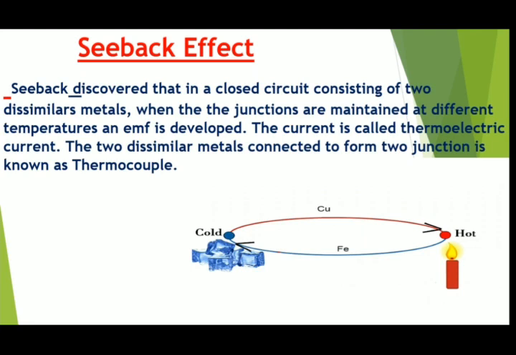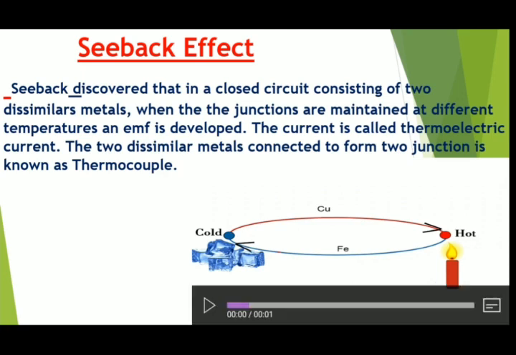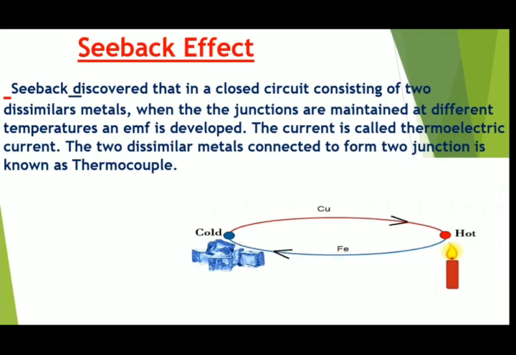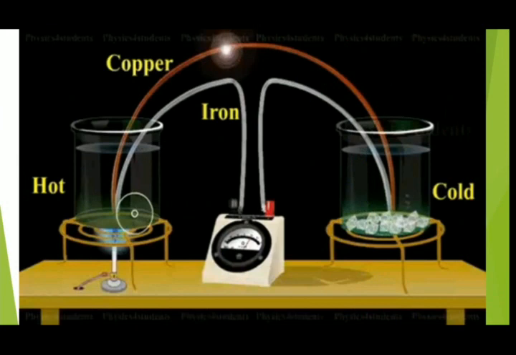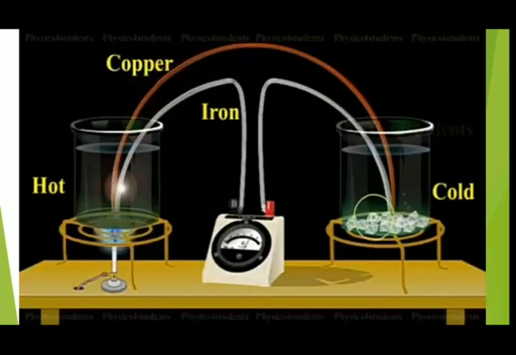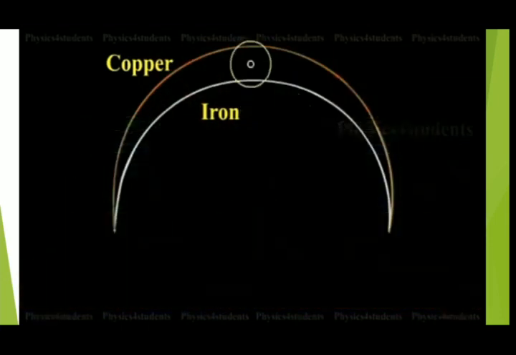This effect is called thermoelectric effect or Seebeck effect. Understand, students? Okay. Now, if the two junctions, the hot junction and the cold junction, are reversible, that is nothing but interchanged. Now, two junctions are interchanged, the direction of current also reverses. Hence, Seebeck effect is a reversible process.